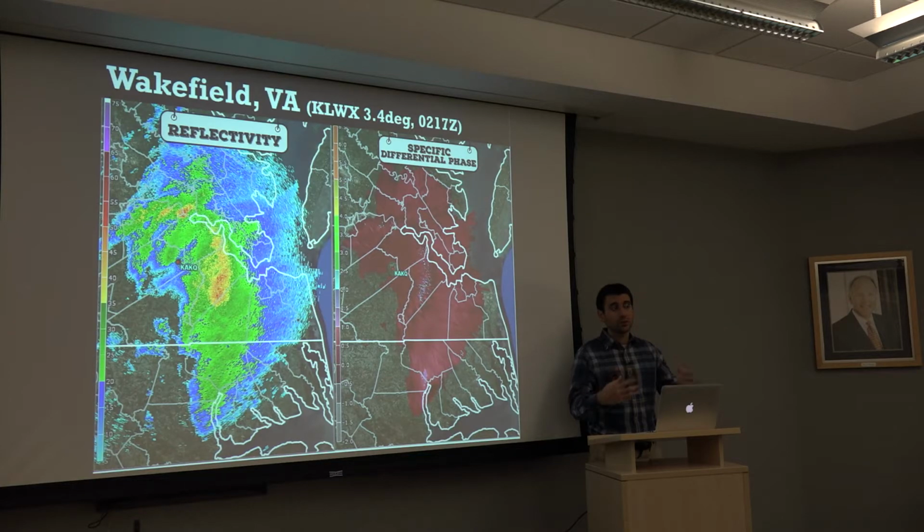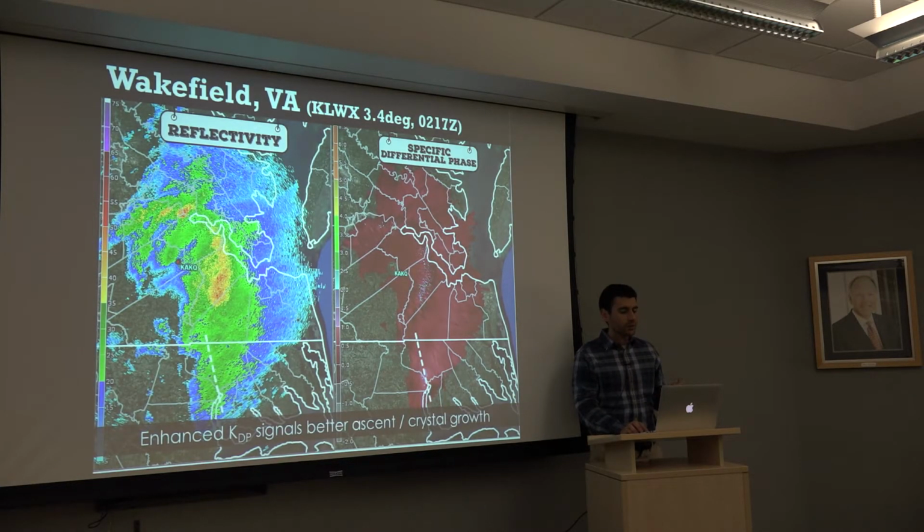If that's moving north and I'm in DC, maybe my snowfall rates are about to increase over the next few hours as this moves north. So this better KDP signal can indicate better ascent and crystal growth that may be approaching the region.